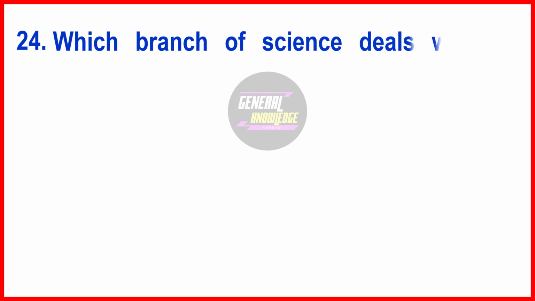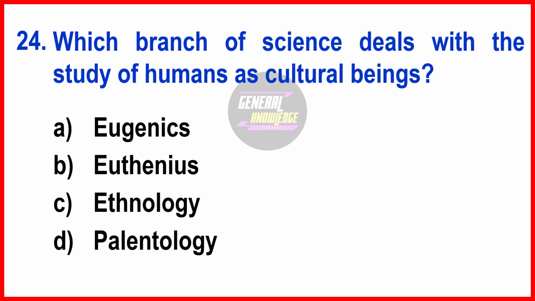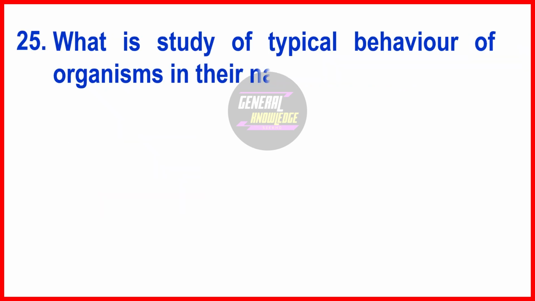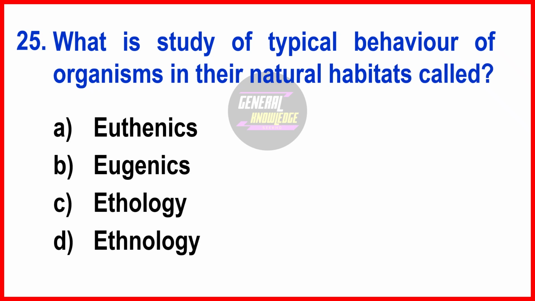Question number 24. Which branch of science deals with the study of humans as cultural beings? The right answer is option C, ethnology. Question number 25. What is study of typical behavior of organisms in their natural habitats called? The right answer is option C, ethology.